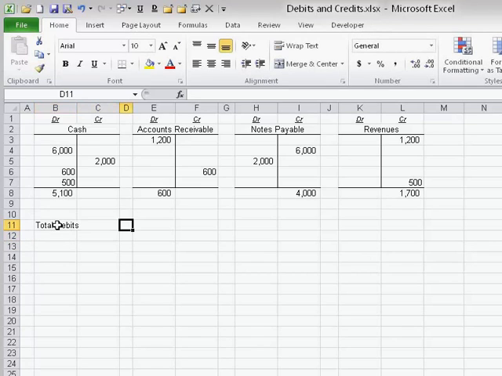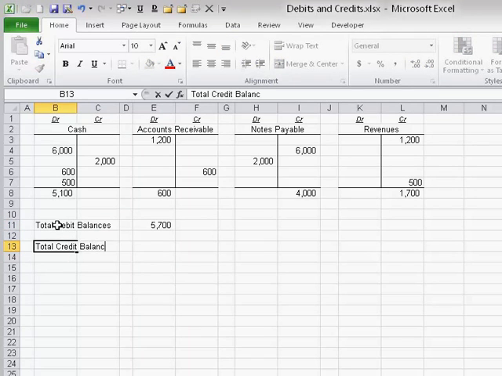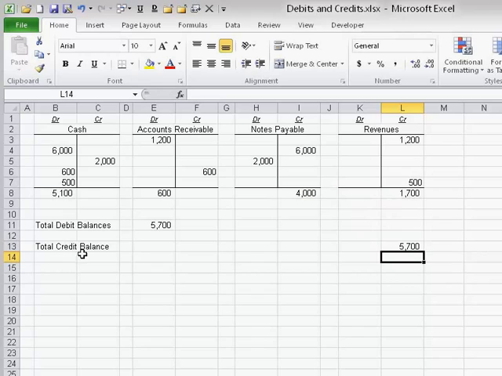Total debits. Actually, the way I want to do this is to say total debit balances. It's equal to 510 plus 600. Now it should balance. I'm going to say total credit balance because every transaction had an equal debit and credit. And we'll put it over here. We'll show it as a credit over here. So you can see this helps prove that our debits always equal our credits.